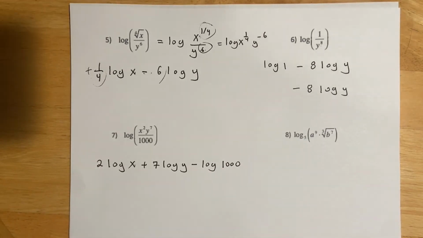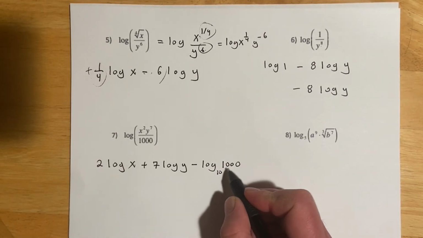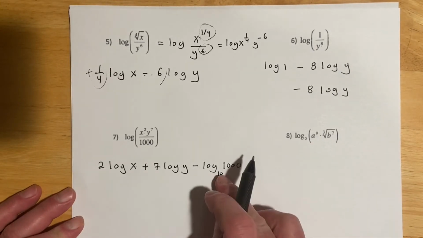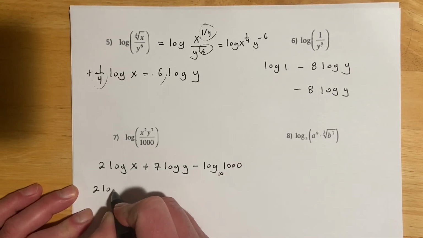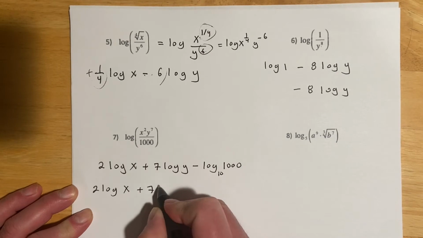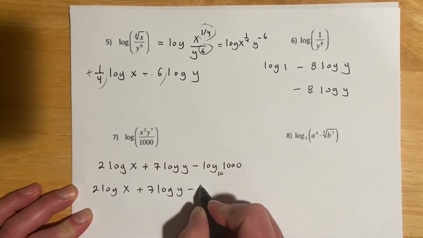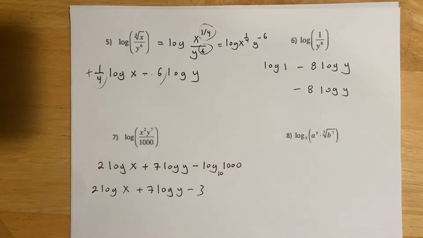And then that 1,000, this is really what power do I raise 10 to get 1,000, so that's actually a 3. So 2 log x plus 7 log y, and minus 3.